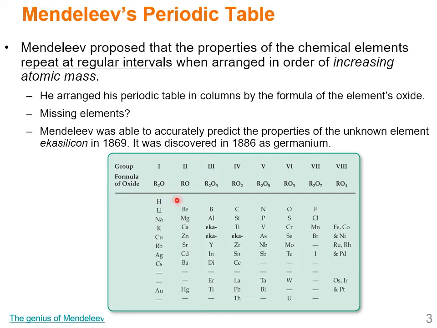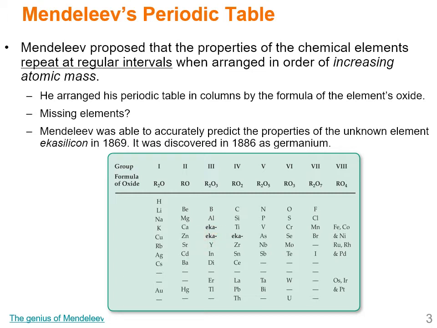So according to the formula of the compounds they form with oxygen, Mendeleev put his elements in columns. This was a genius way to begin with because there were, of course, some missing elements. For example, the ones that are showing as Eka, means coming after, were unknown by Mendeleev.